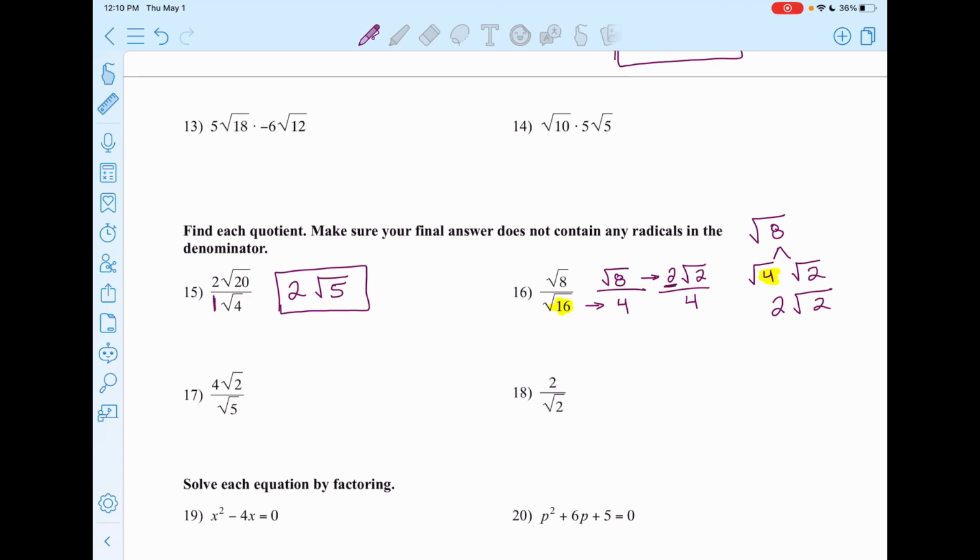And since this 2 and this 4 are both on the outside, I can simplify them. Let's think about a number that divides both 2 and 4. I know that 2 divides 2 and 4. 2 divided by 2 will give me 1, and 4 divided by 2 will give me 2. So my final answer is going to be radical 2 over 2.